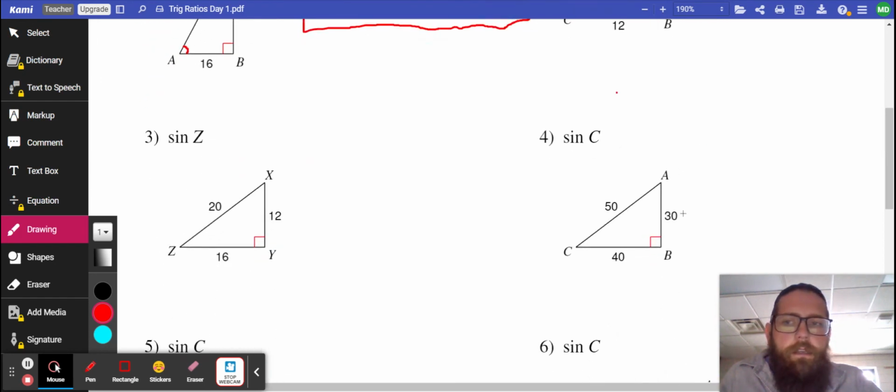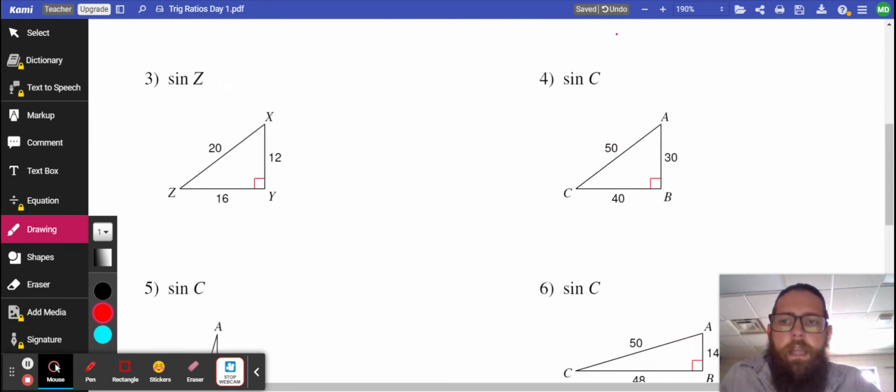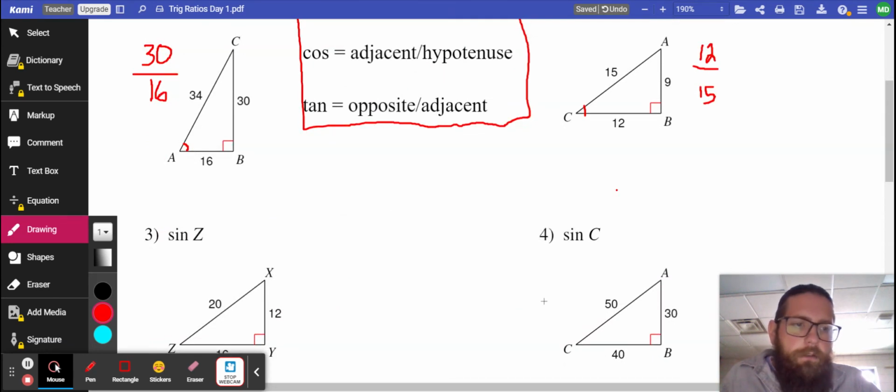So in the rest of the 6 problems that you have, you're going to look at what angle you're using. You're going to look at which two sides you are dividing, and your answer will just be a fraction.